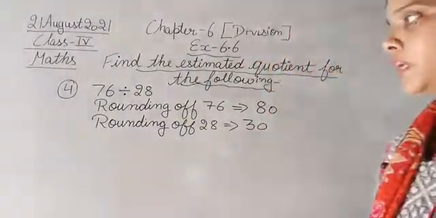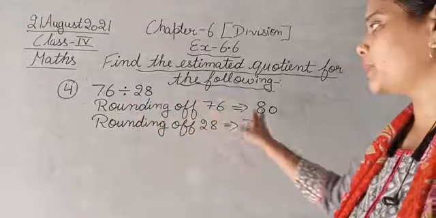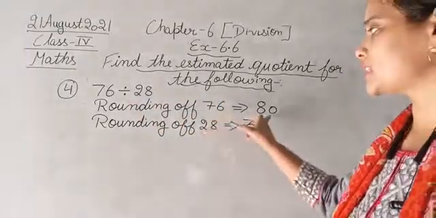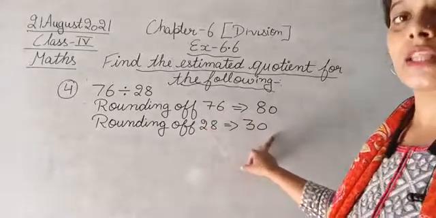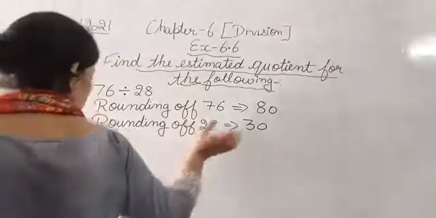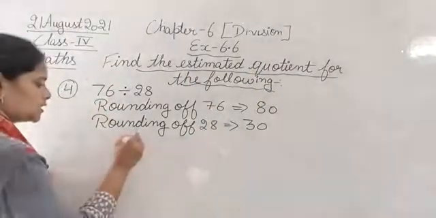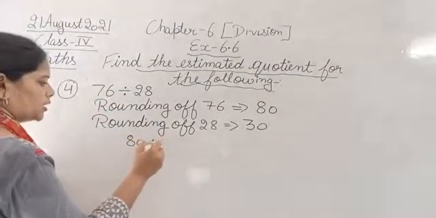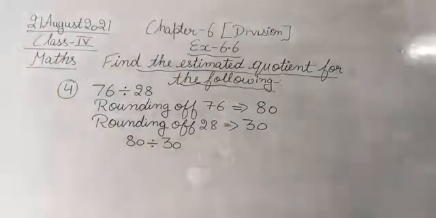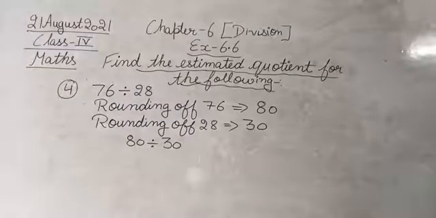Okay, so now 76 divided by 28. After rounding off we got 76 as 80 and 28 as 30. Now let's divide it. After rounding off we got 80 divided by 30. So now we will divide 80 by 30.